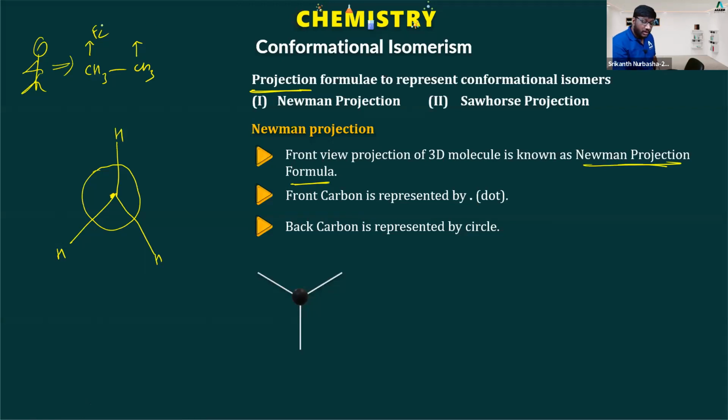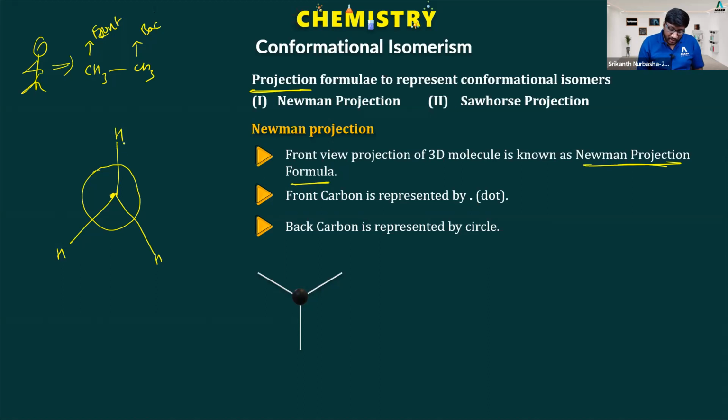Yes or no? This is the front carbon, this is the back carbon. The back carbon also has hydrogen. On the front carbon I have a hydrogen like this, and on the back carbon also a hydrogen like this. Whenever the front carbon hydrogen and the back carbon hydrogen are exactly eclipsed, in that direction I cannot see. But the back carbon is rotating with respect to the front carbon. You cannot say only the back carbon is rotating; one carbon is rotating with respect to the other. We can keep one carbon fixed and rotate the other.